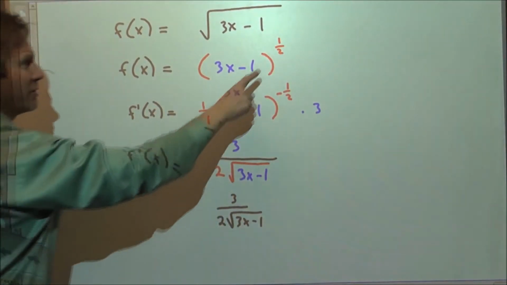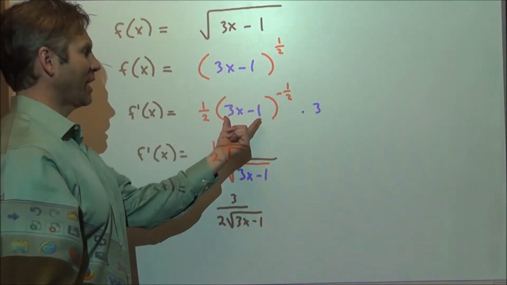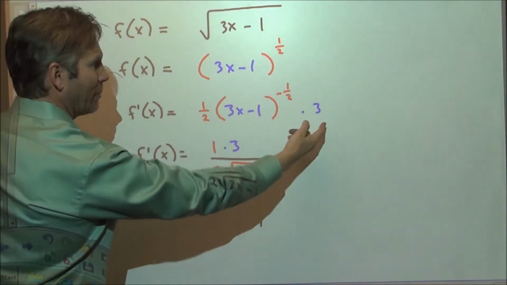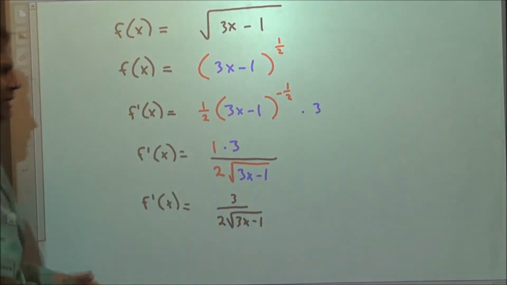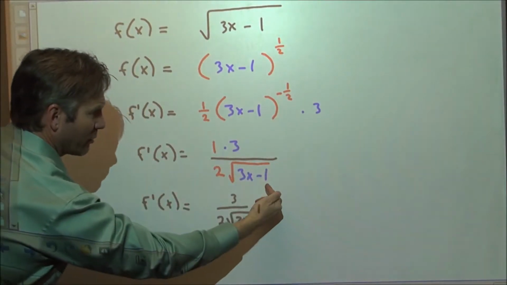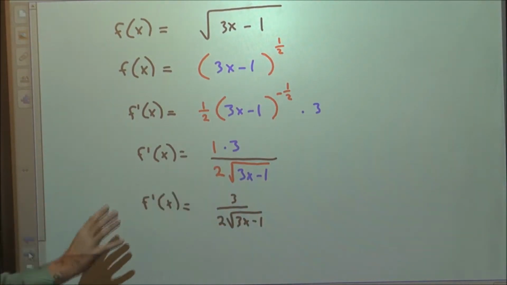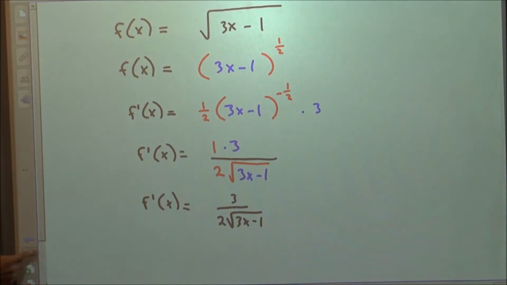Okay, take the derivative, multiply in front by the 1/2, reduce that by 1, leave this guy alone, and then multiply it by the derivative of the inner function. So this is what we get. We know that that negative exponent means let's put it down in the denominator as a radical, and we clean it up a little bit, and voila, that's what we get for the derivative.